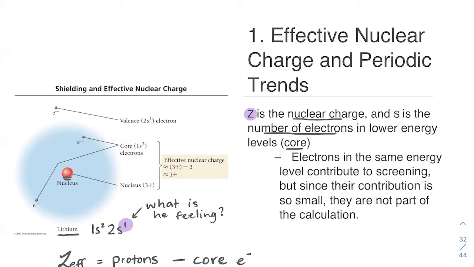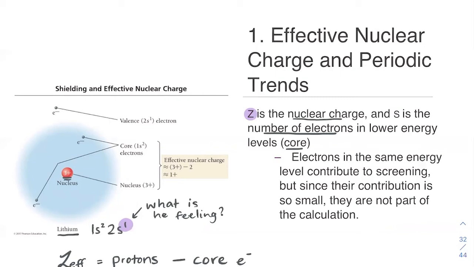So for lithium, the lithium Z effective is 3 minus 2, which means the outermost electrons are feeling about +1 proton. It's not a perfect calculation, but it's effective.